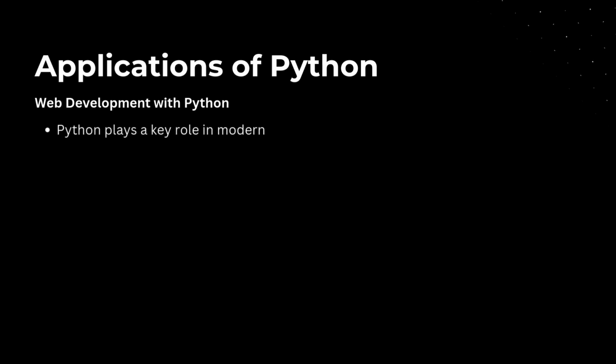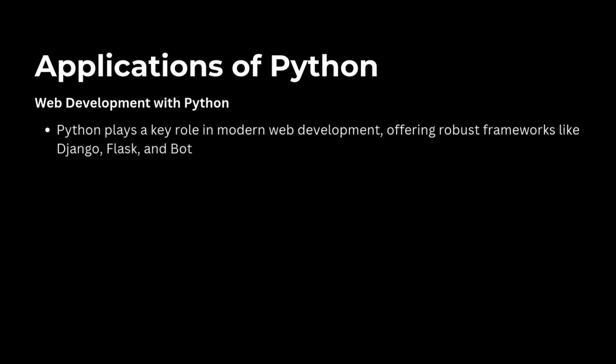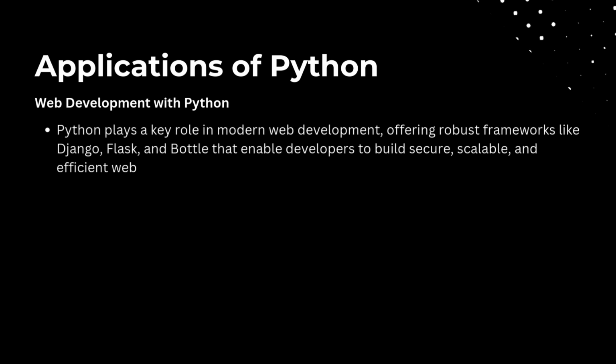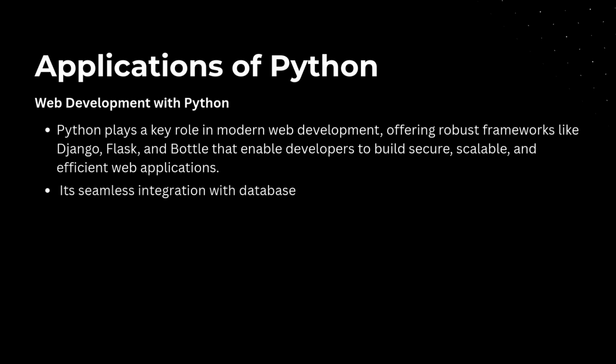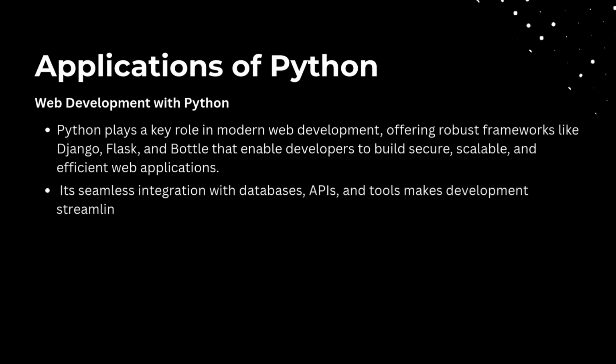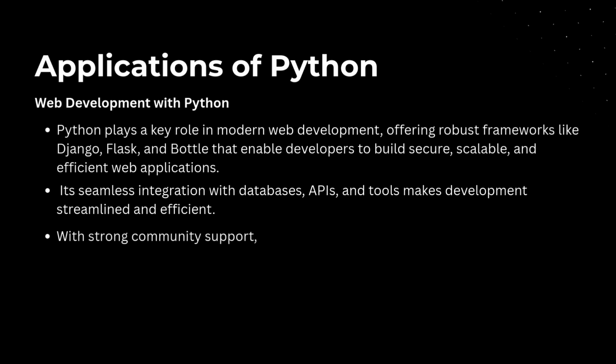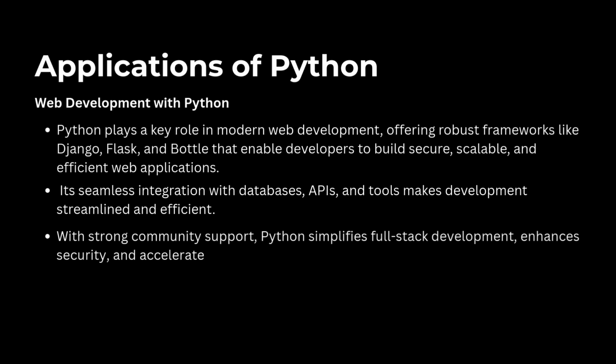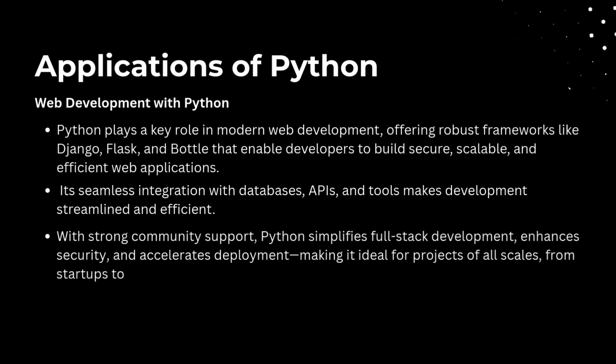Python plays a key role in modern web development, offering robust frameworks like Django, Flask, and Bottle that enable developers to build secure, scalable, and efficient web applications. Its seamless integration with databases, APIs, and tools makes development streamlined and efficient. With strong community support, Python simplifies full stack development, enhances security, and accelerates deployment, making it ideal for projects of all scales, from startups to large enterprises.